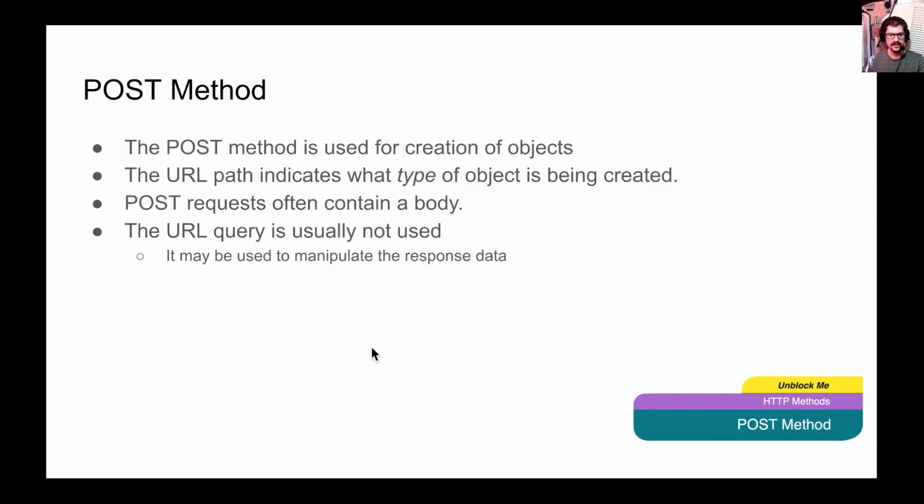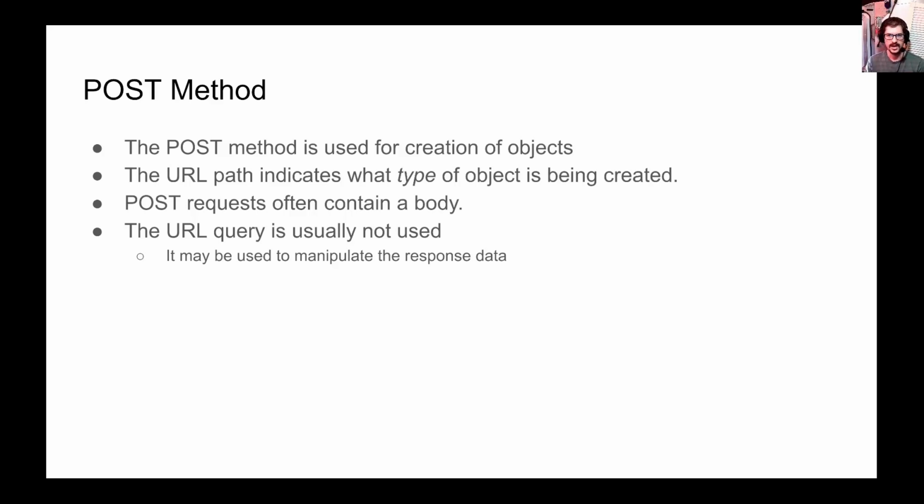The POST method is the next one. So the POST method is used for object creation. The URL path indicates what type of object is being created. So if I had POST API book, I would be creating a new book. POST requests almost always contain a body, but not always.